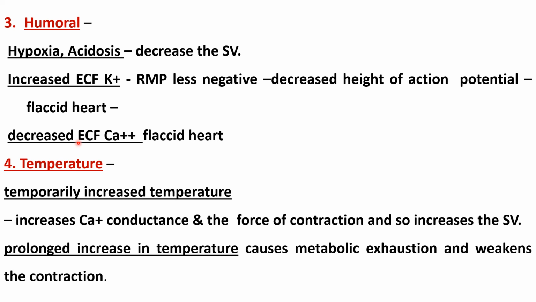When you decrease the ECF calcium, the force of contraction generated by cross bridge cycling is decreased and the heart is flaccid. Coming to the temperature, temporarily when you increase the temperature, it increases the entry of calcium into the heart muscle, and this increases the force of contraction and so the stroke volume. Whereas if you continue to increase the temperature, if there is prolonged fever, there is metabolic exhaustion, and this causes decreased ATP availability and of course weakness of the contraction.